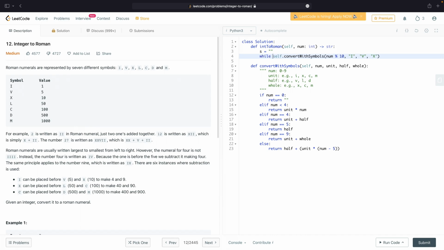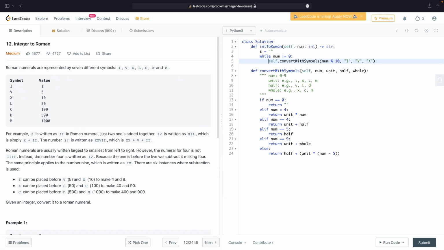So then what we need to do is actually go, while num does not equal 0, in fact, no, for unit, half, whole in symbols, in fact bases, we want to call this with unit, half, whole.